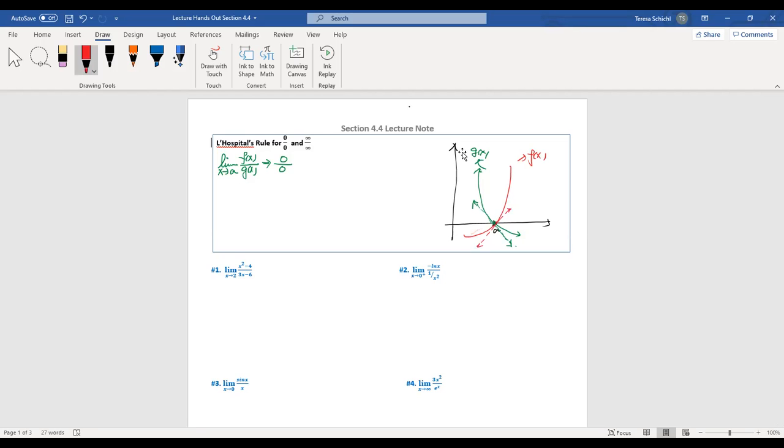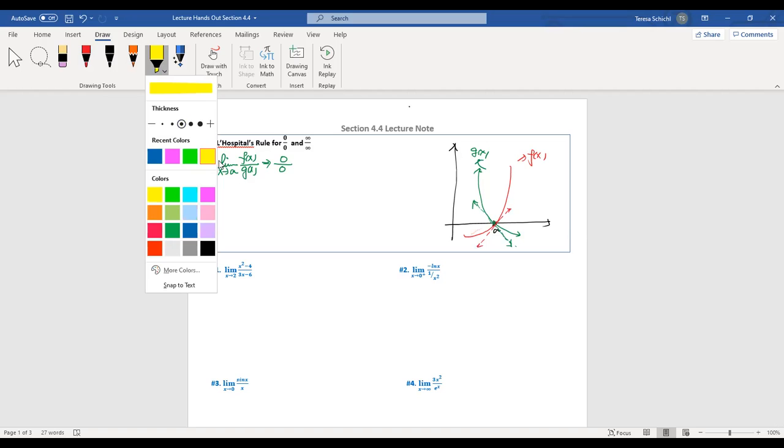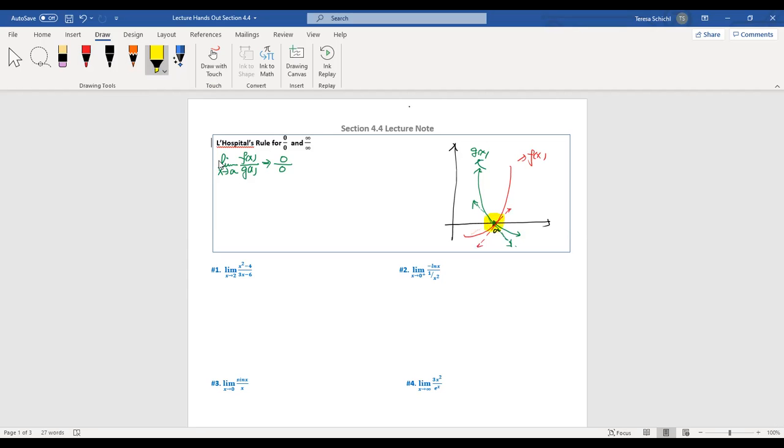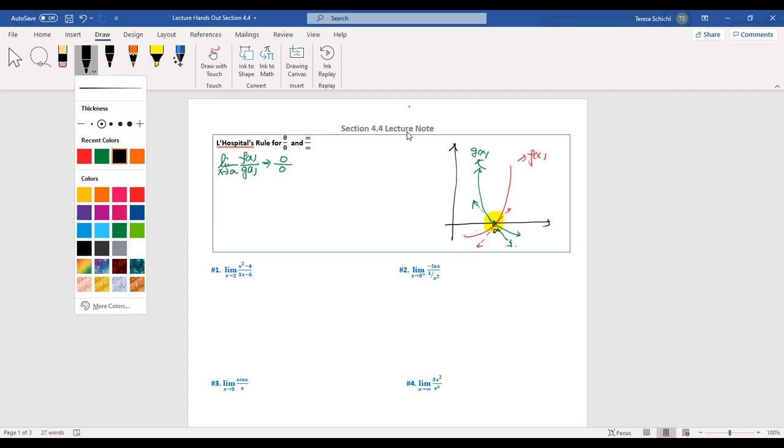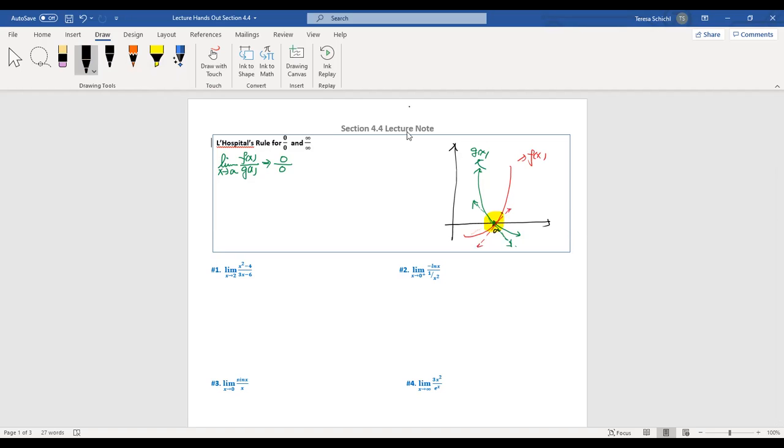Just like we talked about before, when x is very close, in these regions, when x is getting very close to A, and the ratio for f of x and g of x, because of the linearization, this area is going to be very close to here, and this area is going to be very close to here.